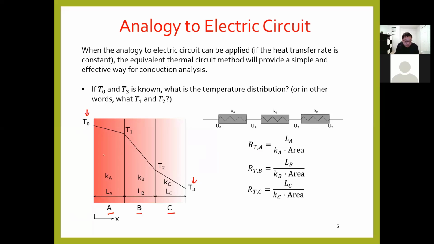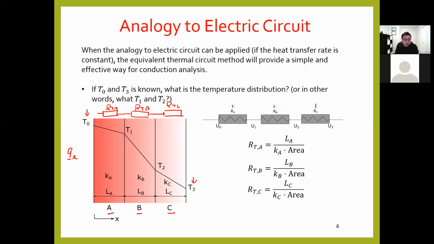First of all, we know that each layer has a thermal resistance, right? So you have a thermal resistance RTA, a thermal resistance for material B, RTB, and also a thermal resistance for C, RTC. Because they are stacked together, it's a serial connection. Comparing to the electrical circuit, it's basically like serially connecting 3 resistors together, which are RA, RB, and RC.